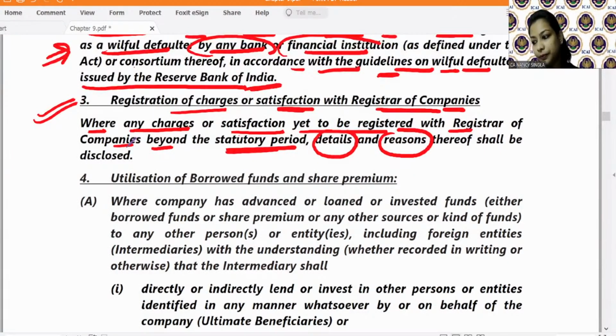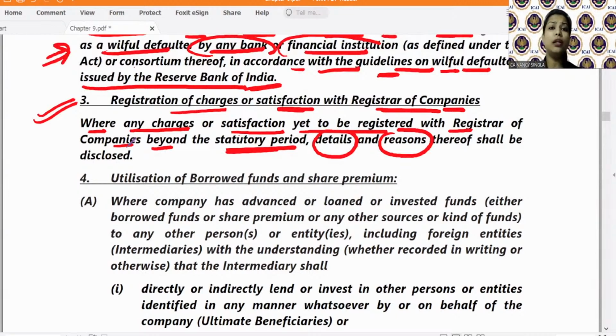ठीक है. Yes, Pritika, you are absolutely correct. So Pritika is saying, ma'am, charges are created on the assets which are kept as security against any loan to avoid any fraud by taking multiple loans on the same asset. Yes. So अगर company ने ऐसा नहीं किया है within the statutory period or be it the satisfaction of charges with registrar of companies, then the details and the reasons. देखो ये सब interesting है ना और बहुत logical है.